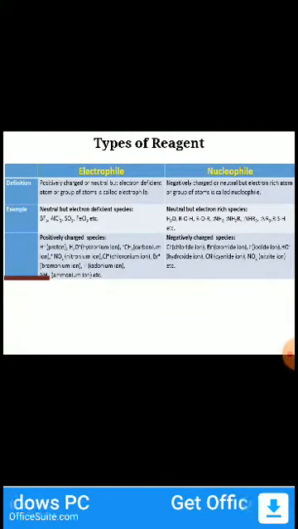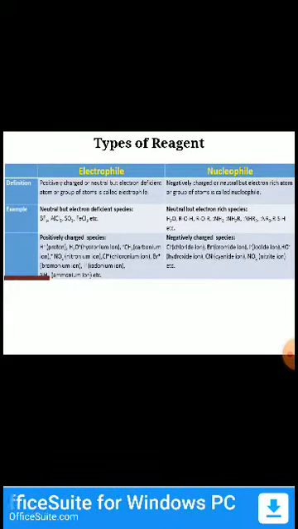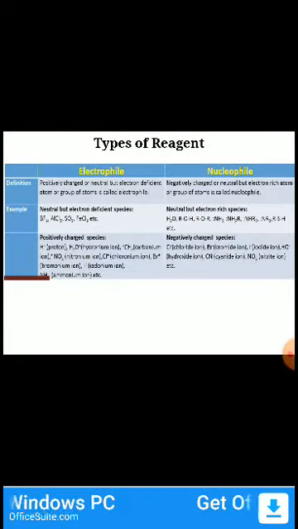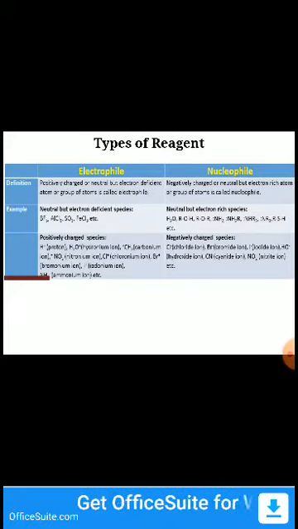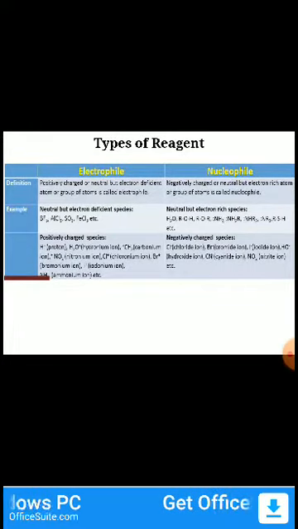Reagents are mostly of two types: electrophilic and nucleophilic. Electrophilic means a positive charge, or neutral but electron-deficient atom. Substances or atoms that have a positive charge are electrophiles. BF3, AlCl3, SO2 and FeCl3 are neutral but electron-deficient species, and positively charged species include H+, NO2+ and H3O+.